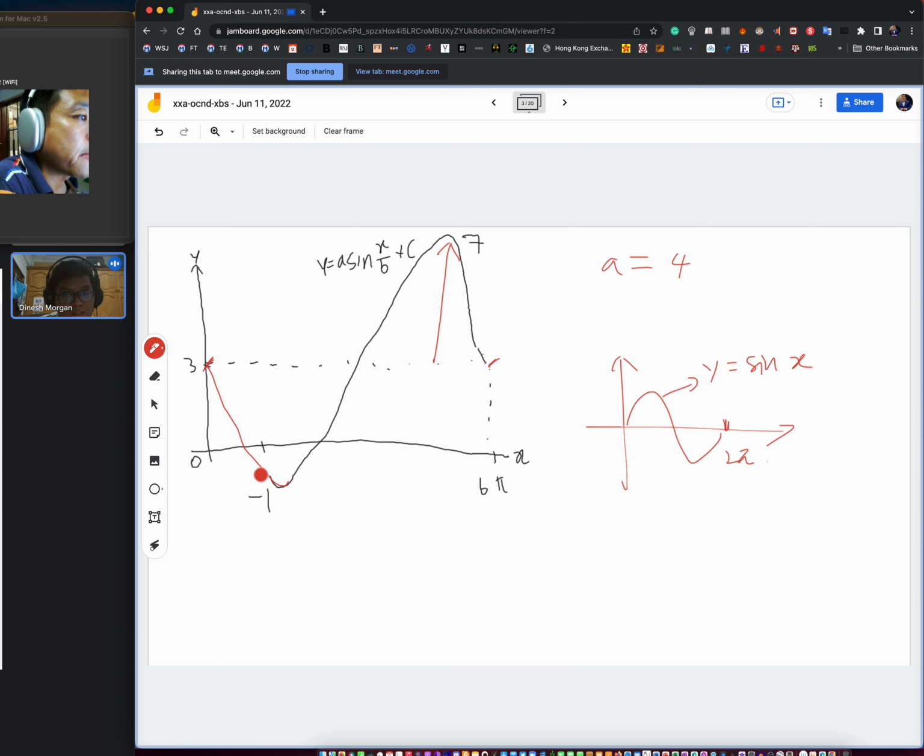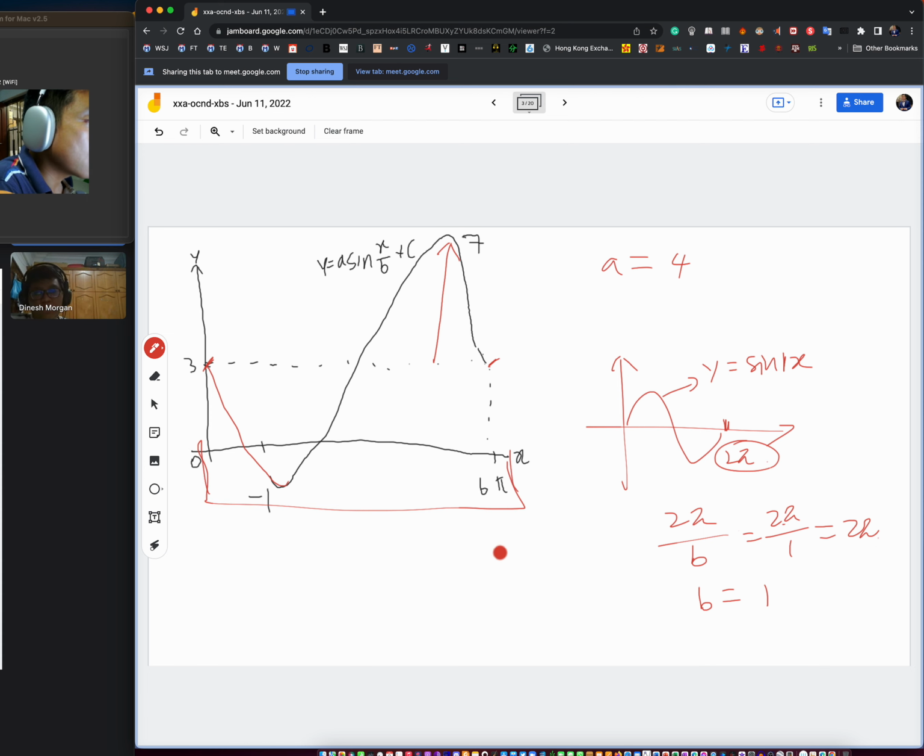Okay. So now over here, 2 pi divided by b is equal to 2 pi. So therefore b is 1 here, right? So for the basic curve, b is 1, so 2 pi divided by 1 is 2 pi. That's why your period is 2 pi. So in this case, your period is what? 6 pi, if I'm not wrong. So 2 pi over b is equal to 6 pi, so b is equal to 2 pi over 6 pi, 1/3. Your b is 1/3.